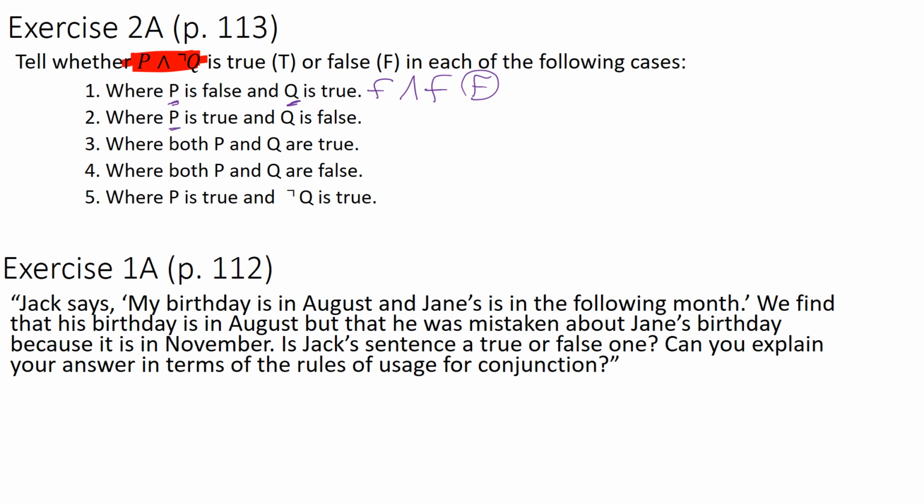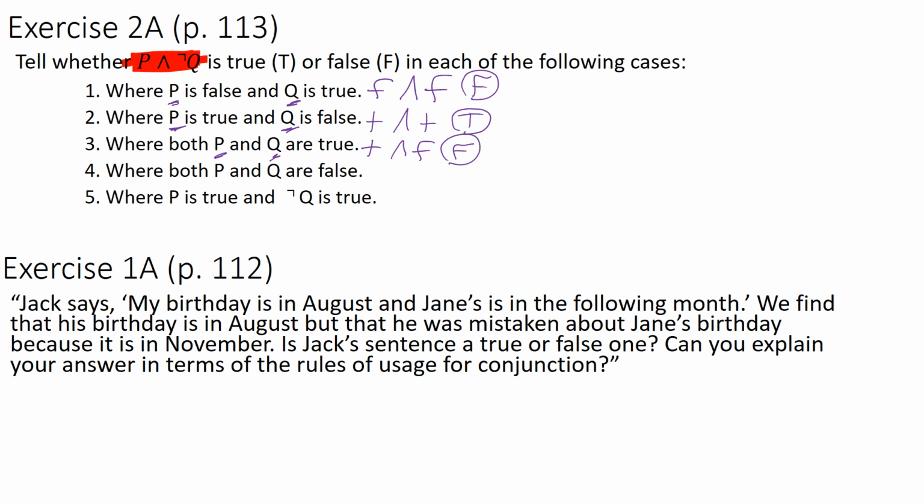Number 2 tells us that P is true and Q is false. So we have true and true. Well, both statements are true, so the statement as a whole must be true. Number 3, both P and Q are true. So we have true and false. Well, there is a falsity there, so the molecular sentence must be false.